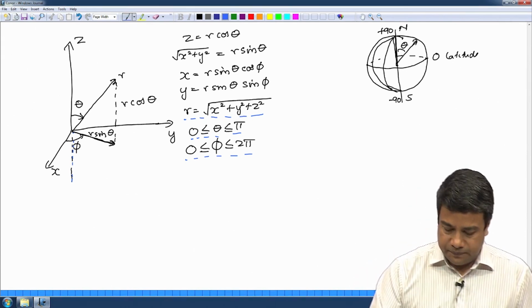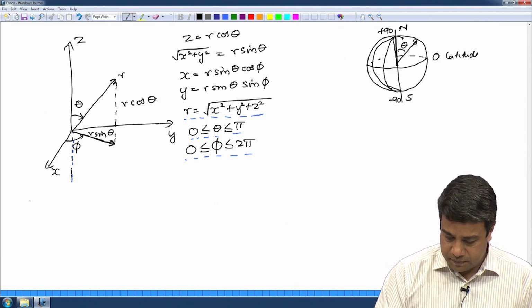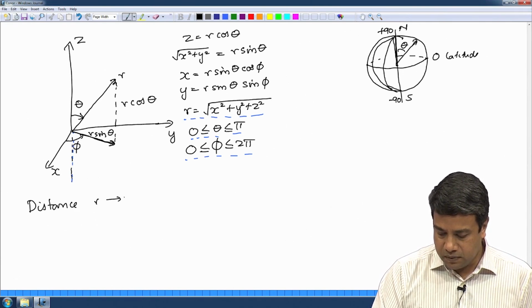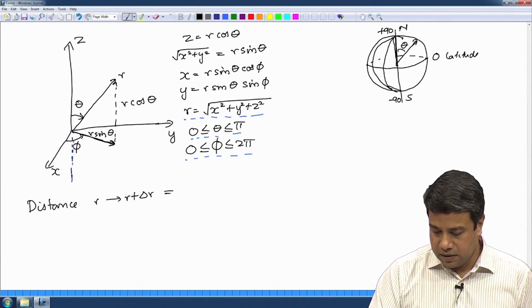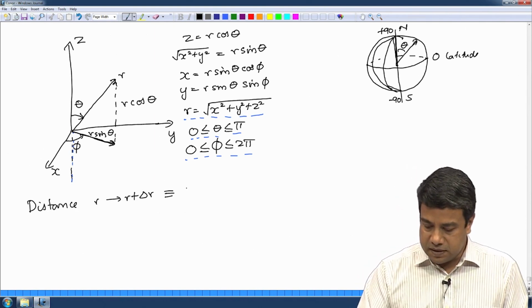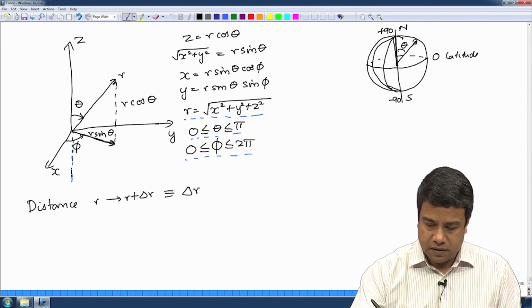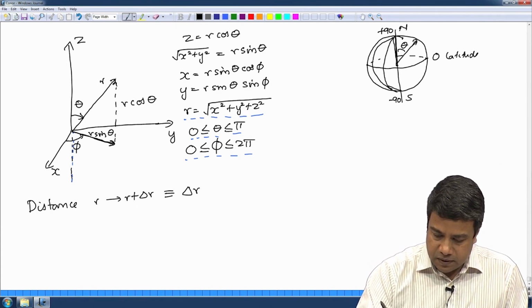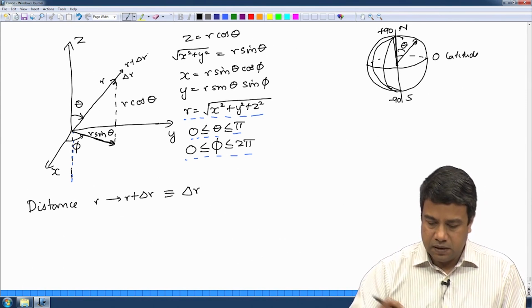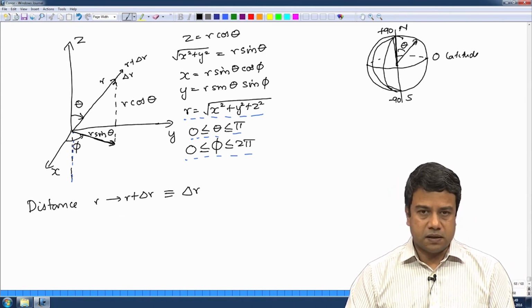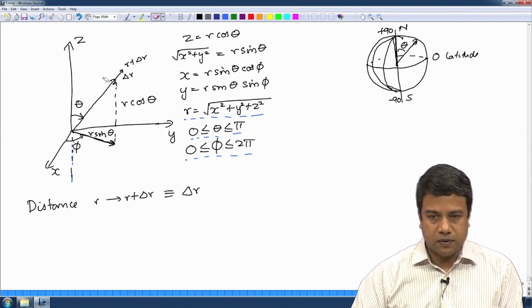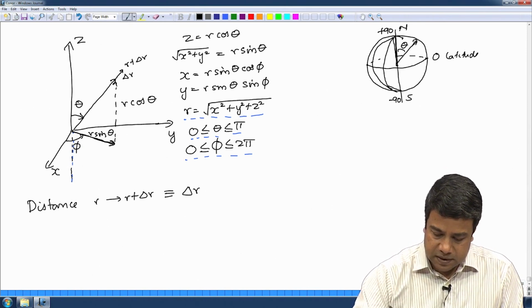When I travel from r to r plus delta r in the radial direction, that distance is delta r itself. So, in the radial direction, if I go a small distance delta r to r plus delta r, the distance is delta r itself.